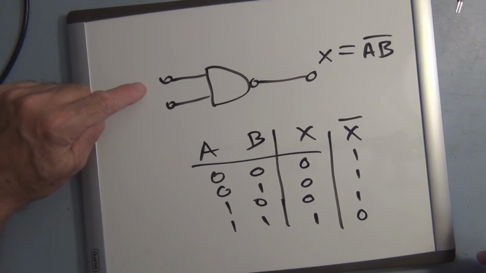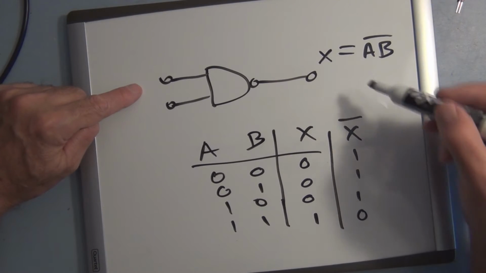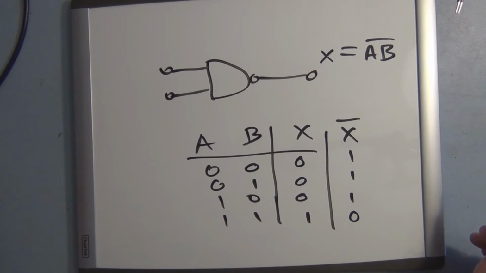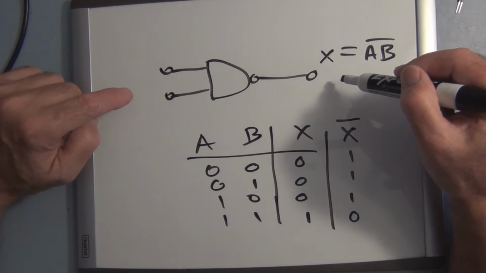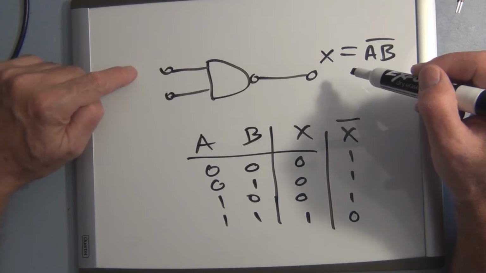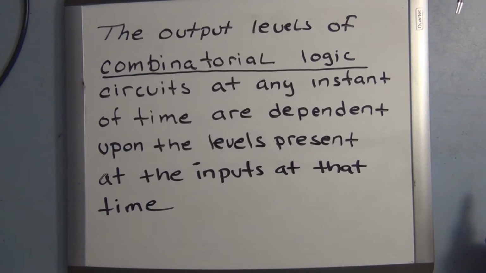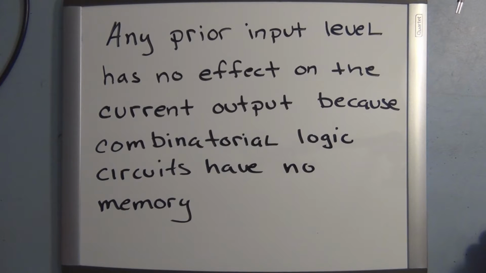But as soon as you change any of these inputs, the output responds immediately, and that response is to the change in the inputs at that instant of time. So with combinatorial logic circuits, the output levels at any instant of time are dependent upon the levels present at the inputs at that time. And any prior input level has no effect on the current output because combinatorial logic circuits have no memory. No memory.